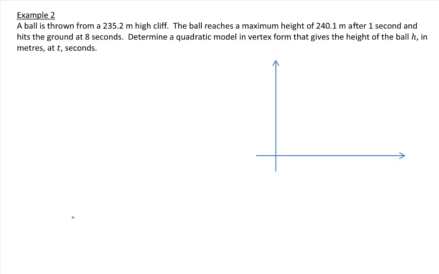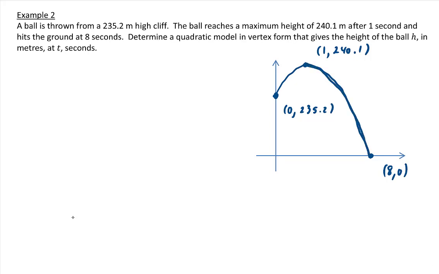So we start by sketching the graph. So we see that the graph starts at (0, 235.2) meters. It reaches a maximum height at 1 second of 240.1 meters and then hits the ground at 8 seconds. So that's (8, 0). So if we sketch this parabola, here is the path of the ball. Remember that the y-axis represents height in meters and the x-axis represents time in seconds.